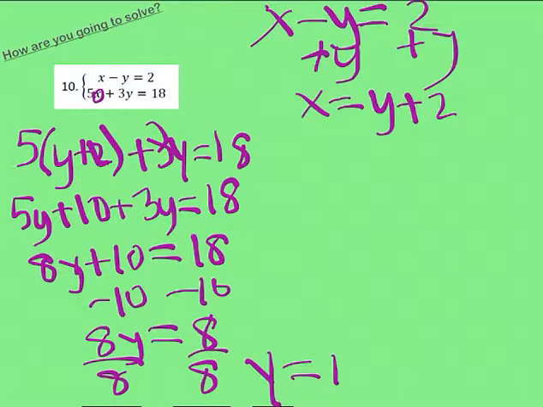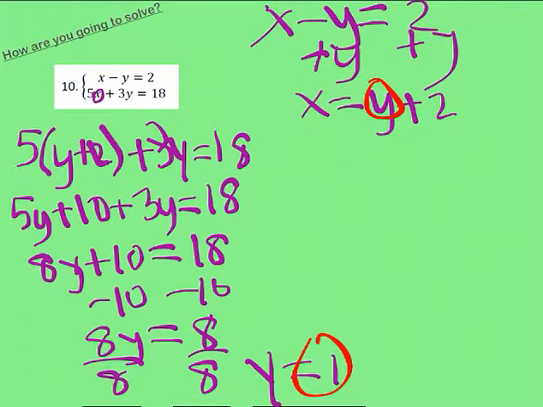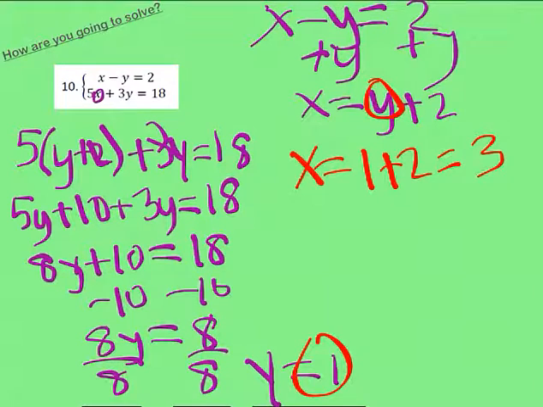So now I know that y is equal to 1. I can take the fact that y is equal to 1 and plug it in for y up there. So x is equal to 1 plus 2, which is going to give me 3. Then my solution is (3, 1).